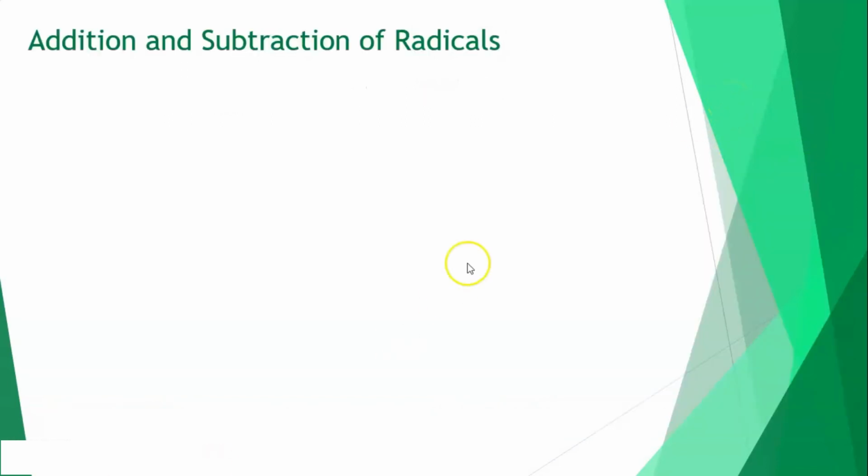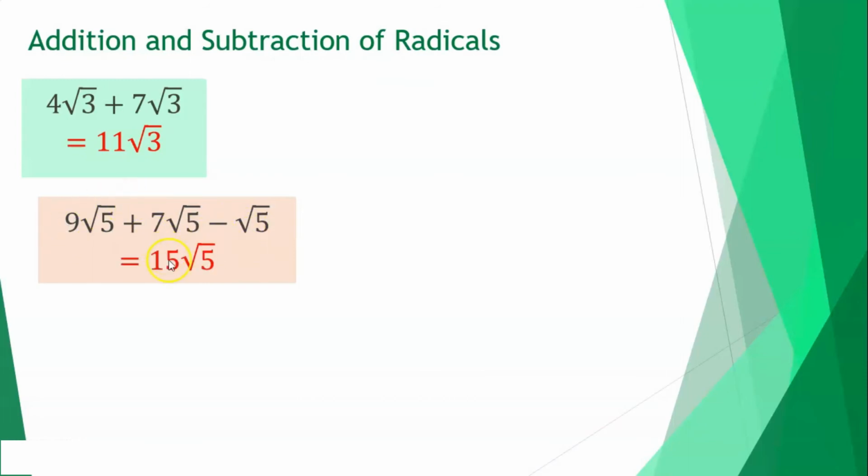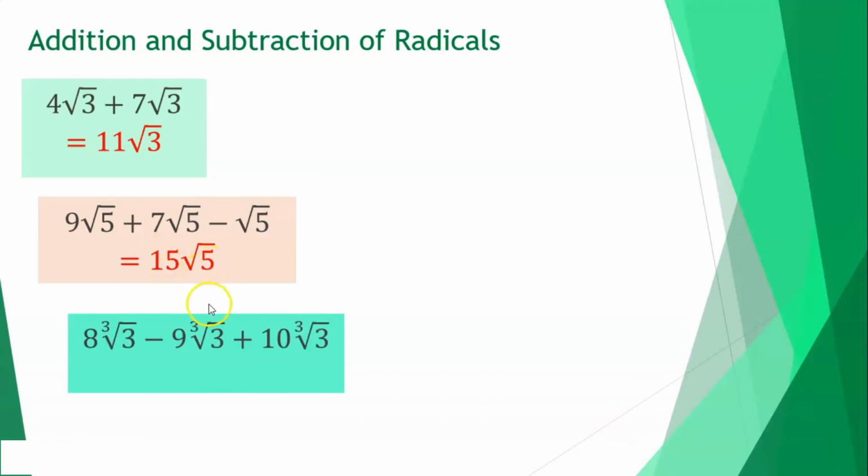Okay, now let's have this one. 4 square root of 3 plus 7 square root of 3. This is basically 11 square root of 3. Next, 9 square root of 5 plus 7 square root of 5 minus square root of 5. To do this, 9 plus 7 is 16. Minus 1, so this is 15 square root of 5. Okay, next. All of these have the same index and the same radicand, so you can simply combine. So 8 minus 9 is negative 1 plus 10, so that would be 9 cube root of 3. Okay, next.